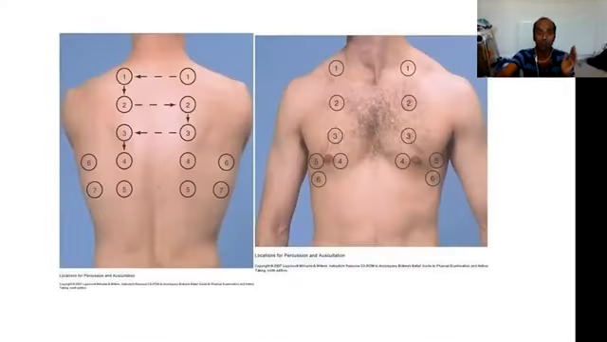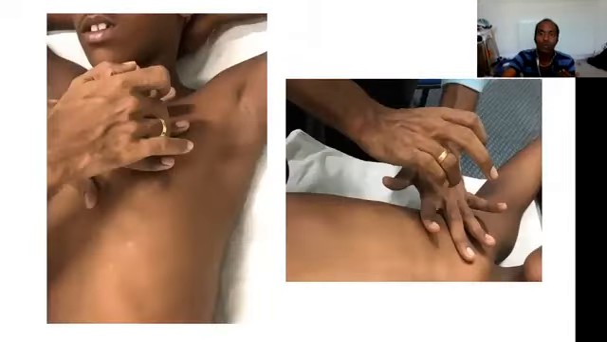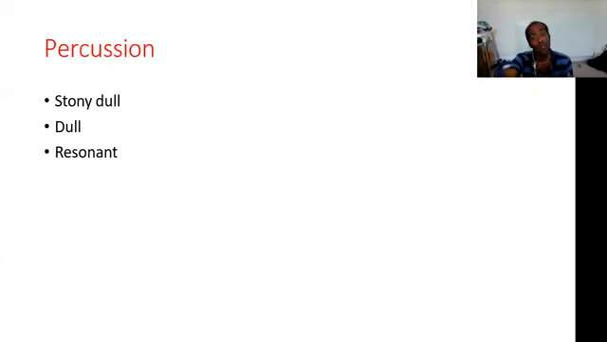Percussion, proper technique, the sites that you need to percuss, very important. Okay. And then go laterally as you go down, percuss the axilla, make sure that you do that.